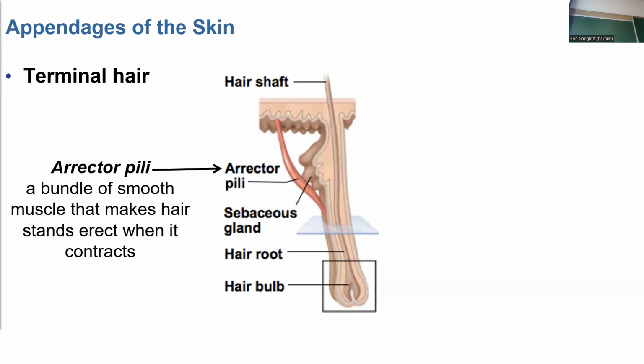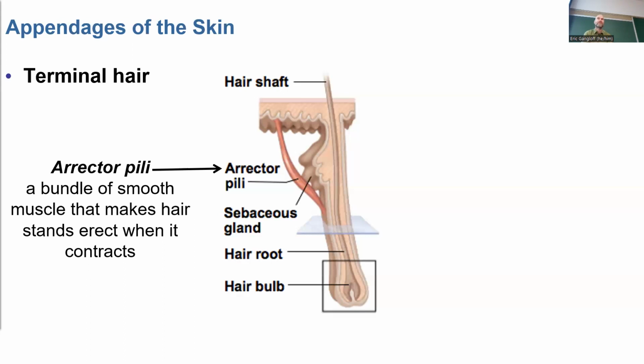Notice here, this is an important structure. There's a type of smooth muscle called erector pili. And these are a bundle of muscles that allow your hairs to become erect. So when you get something like goosebumps when you're cold, we've been talking about thermoregulation, this is what moves those hairs into an upright position.